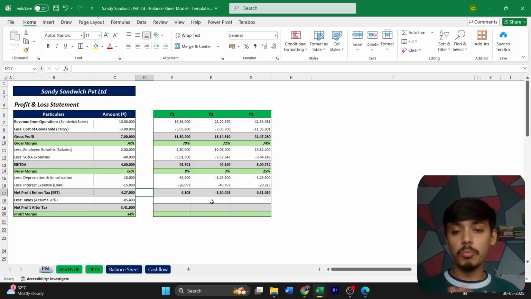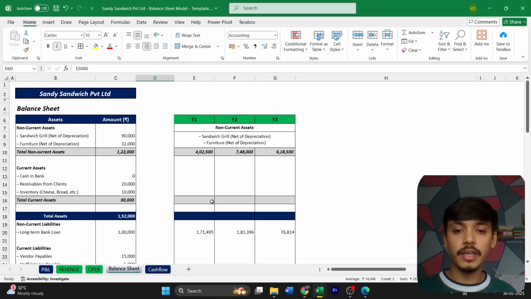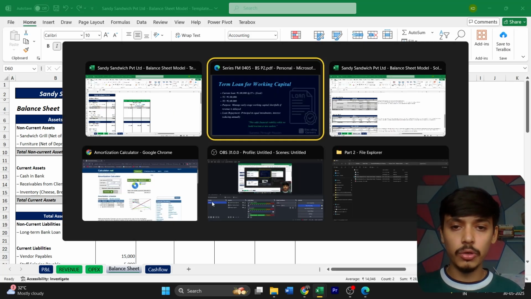That way we modeled out both for non-current assets and non-current liabilities. Next we will move on to working capital, which will give us current assets and current liabilities. So let's get on to the presentation.